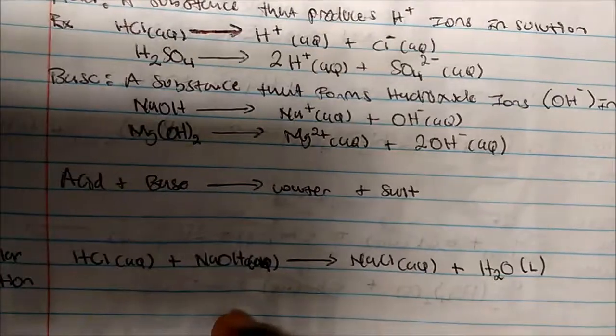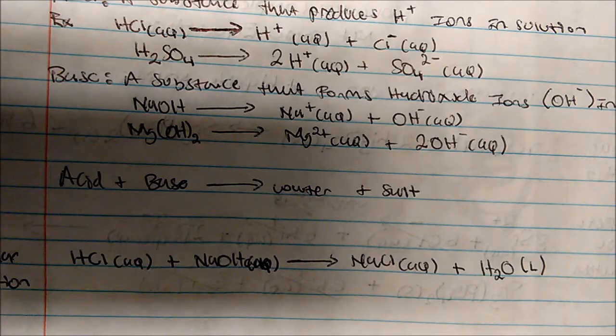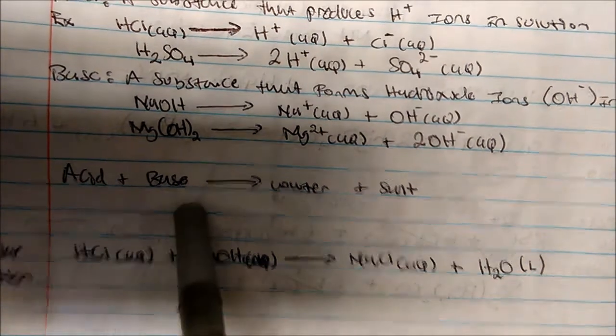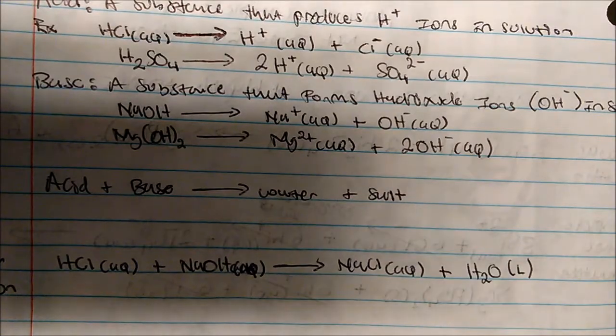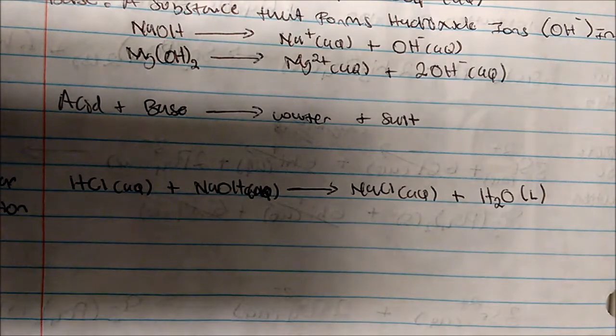Now the general form, and take this with you: an acid plus a base will always give me water and a salt. So here I'm given a molecular equation of hydrochloric acid and sodium hydroxide, and I'm asked to find the complete ionic equation and the net ionic equation.